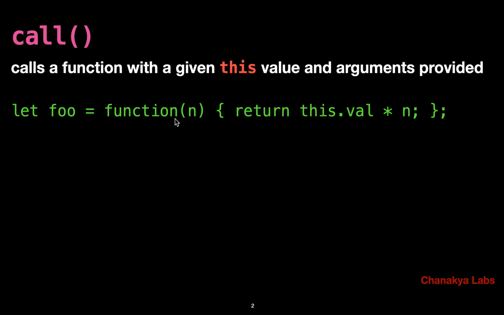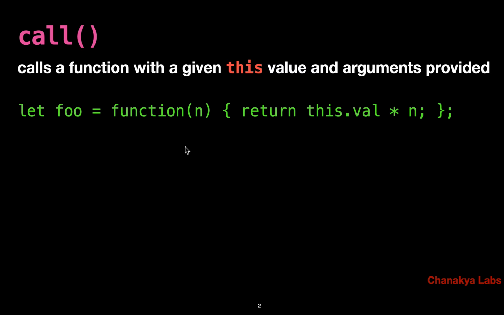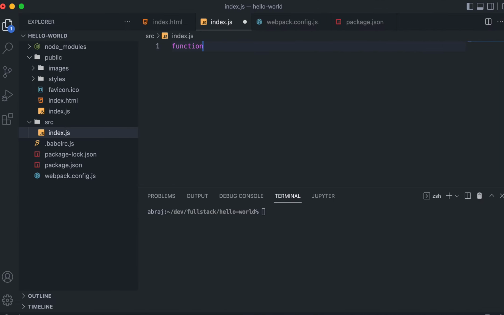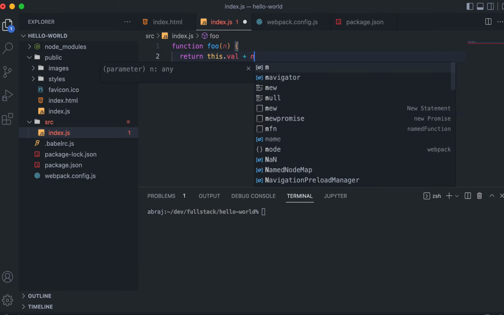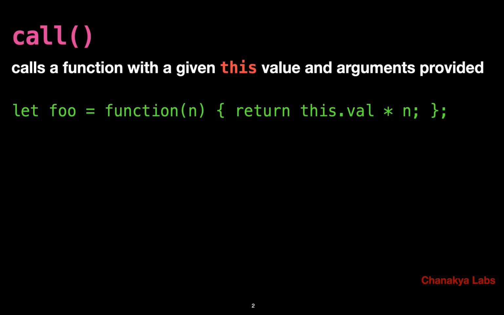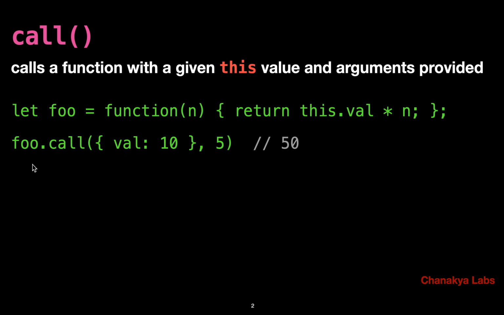So let's say this is a function and it has some arguments. Let's say some function foo is there and it has some argument, let's say n, and it also uses this. So let's say this dot val plus n or something like this is there. So the idea is that this is also used and some argument is also used. Now you can understand that you can use the method call on this foo.